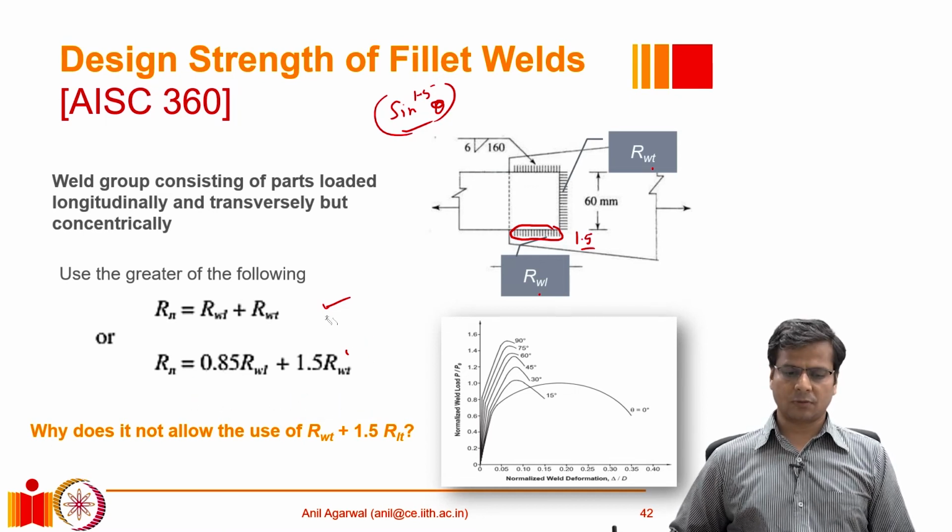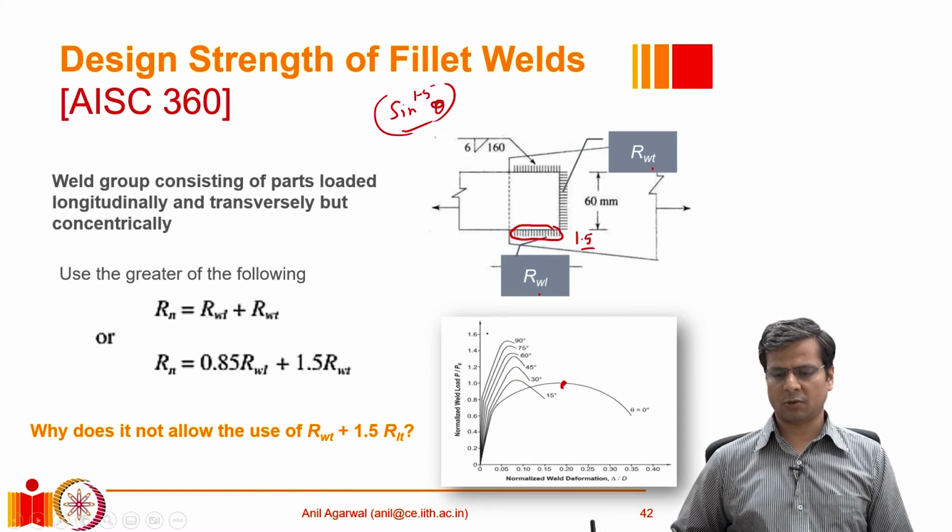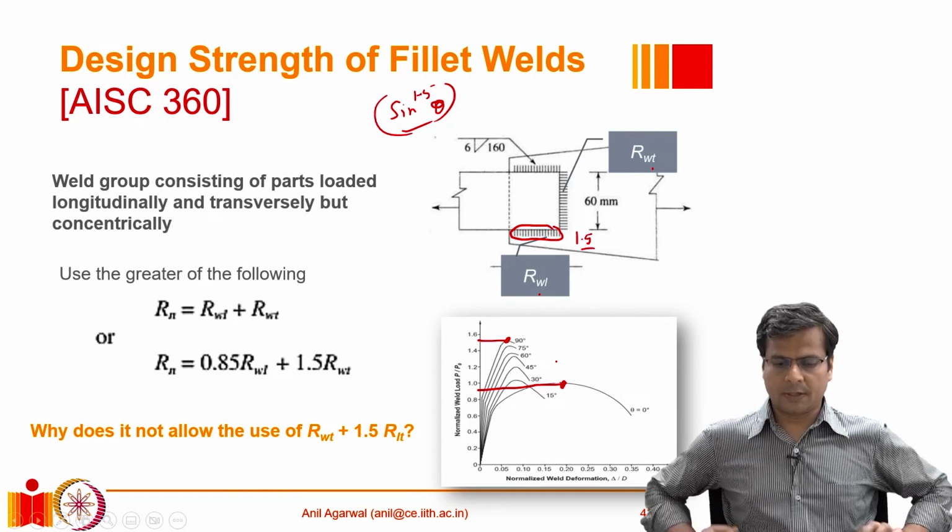Okay. The answer to this question actually lies in the entire plot. So we cannot only look at the peak values of these. Let's say we are talking about 0 and 90 only, right? So we cannot purely look at only the peak values and say that this much of strength is available for an end fillet and this much of strength is available for the side fillet, so let me use these strengths directly. It doesn't work that way.